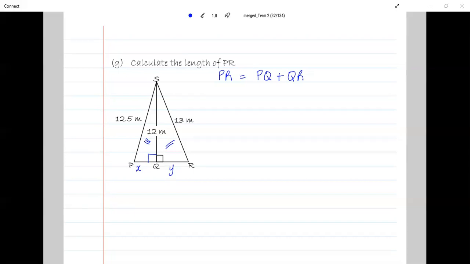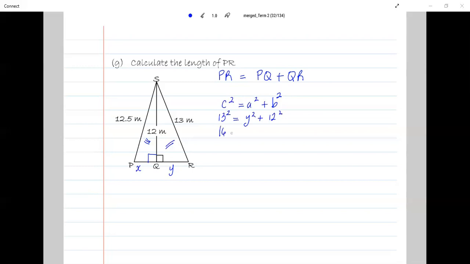And if I know the length of two sides of a right angle triangle, and I wish to find the length of the third side, I must use Pythagoras Theorem. So I would say Pythagoras Theorem says that C squared is equal to A squared plus B squared. In the Pythagoras Theorem formula, C is the hypotenuse and A and B are the other two sides. In the triangle to the right, the hypotenuse is 13, so 13 squared, and the other two sides are Y squared plus 12 squared.